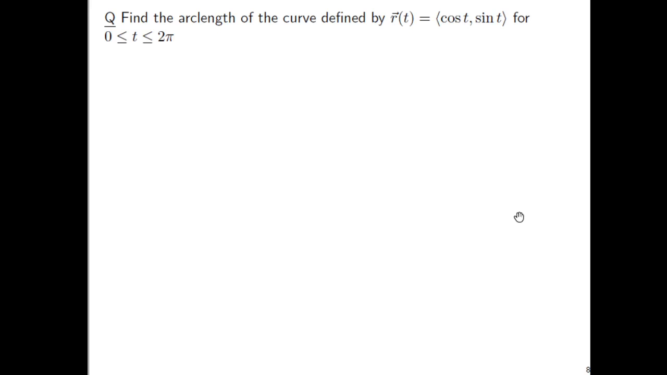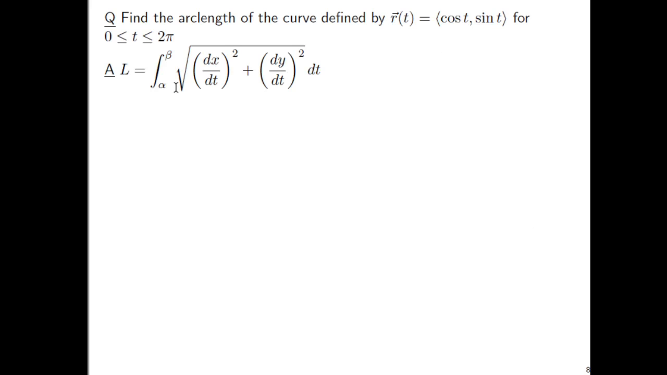Let's find the arc length of the curve defined by r of t equals cosine of t comma sine of t, for t starting at 0 and ending at 2 pi. So if we set up this integral, there's just the formula copied, and we will write it in this other format. We've plugged in the 0 and 2 pi for alpha and beta.